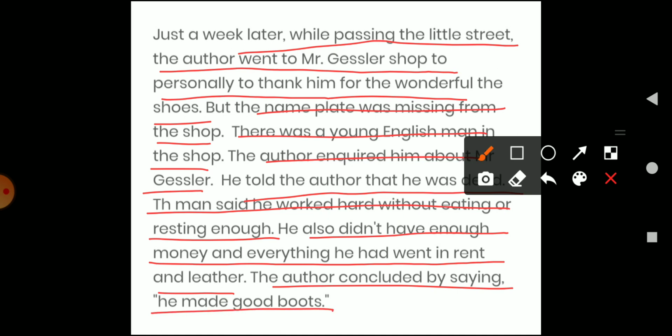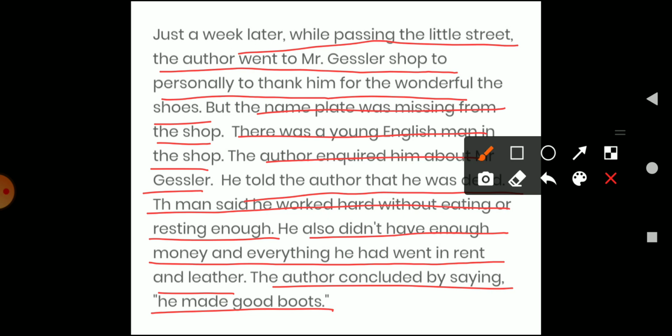So what happened? While he was inquiring why Mr. Gessler was dead, the new shop owner, the young Englishman, told the author that Mr. Gessler was quite old. He was starving himself to the point that he is not present among us anymore. The money that he used to earn, he used to spend on the rent, and also on buying the fine quality leather for the boots that he made. That is one of the reasons why the boots used to last so long. As he spent that money on leather and rent, he was not able to buy enough food.